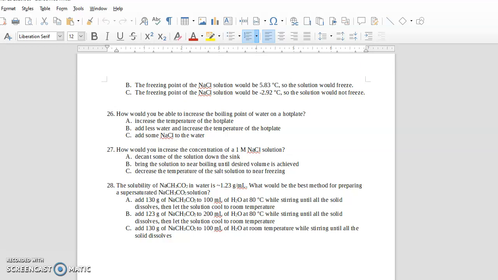On 28, the solubility of sodium acetate in water is 1.23 grams per milliliter. What would be the best method for preparing a supersaturated sodium acetate solution? And the answer is A. Add 130 grams of sodium acetate to 100 milliliters at 80 degrees while stirring until all the solid dissolves. Then let the solution cool to room temperature. That's exactly the sort of experiment that we did when we were doing the hot ice lab experiment.